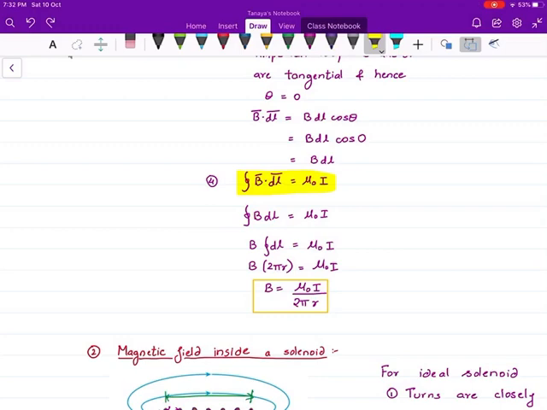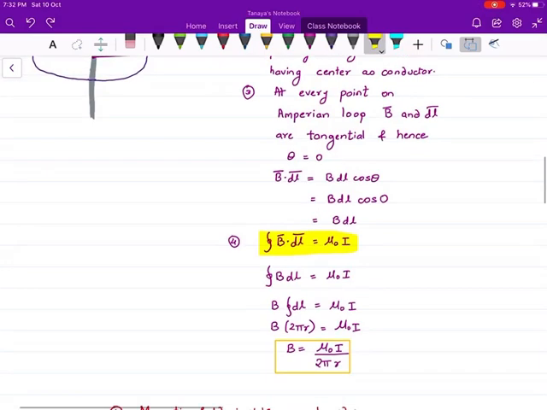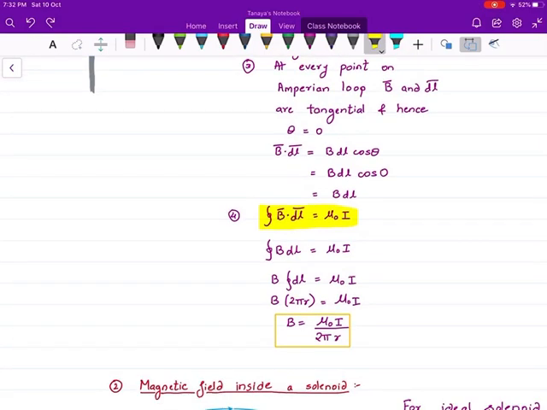So B is anyway constant at all the points on the loop, because the loop is equidistant from the conductor. The conductor is at the center, no? So B is constant everywhere. So I can take B out common. B came out of the integration sign. Integral dl is equal to mu naught I.